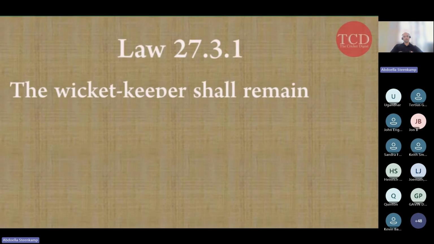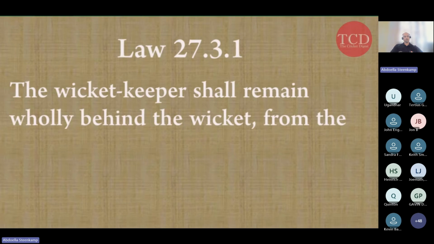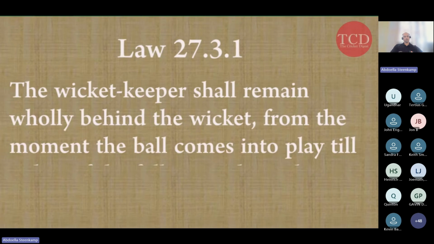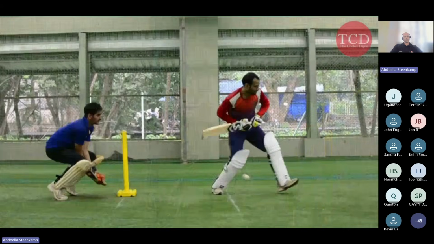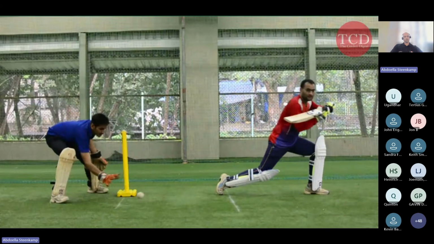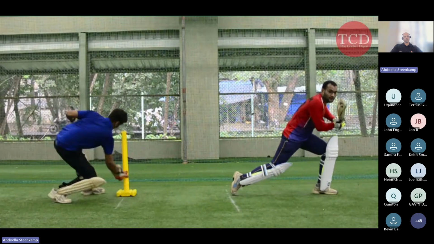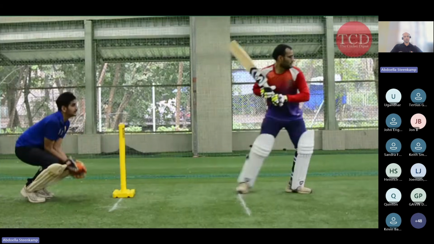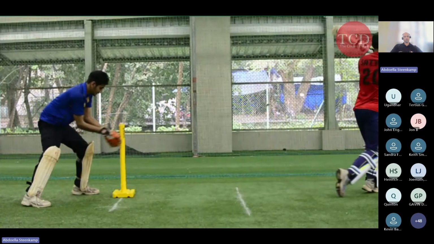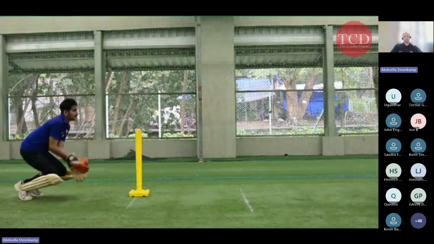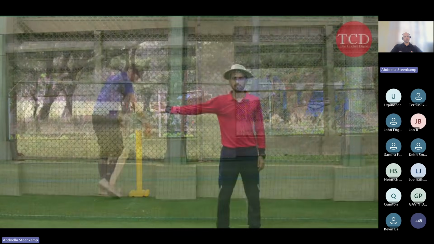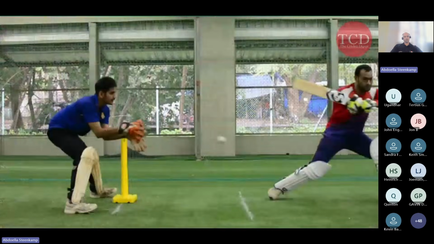The wicket-keeper shall remain wholly behind the wicket. He can't even be parallel to the stumps from the moment the ball comes into play till either of the following things happens. Ball touches the bat or body of the striker. So he can come ahead of the stumps right after the ball touches the bat or batsman's body, just like this keeper does. Next case, he can come ahead after the ball passes the stumps, and he can come ahead if the striker starts running without playing the shot. It will be called a no ball in case of the keeper violating this law.